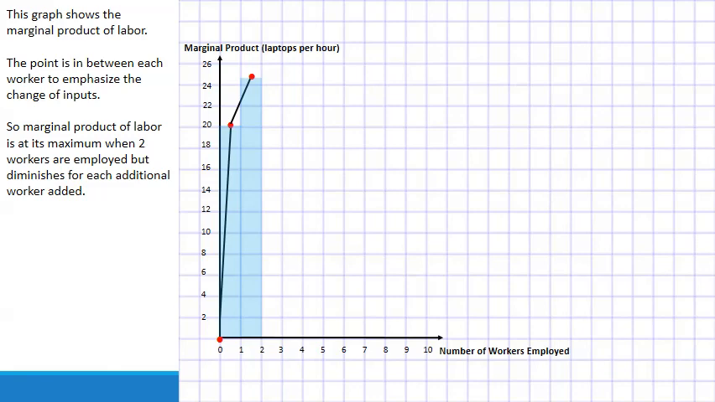So marginal product of labor is at its maximum when 2 workers are employed, but diminishes for each additional worker added. So see what happens when we go to 3, it goes down. It goes down even further when we go to 4, we go to 5, we go down to 6. So as we add workers beyond 2, we're not getting as much out of them. So in other words, it's actually costing us to hire employees. So we just need to fire everyone and just keep 2 employees. And that will actually maximize our profits and it'll maximize our production doing so.